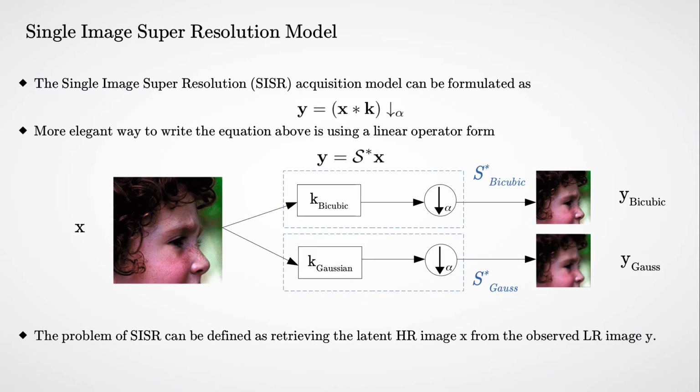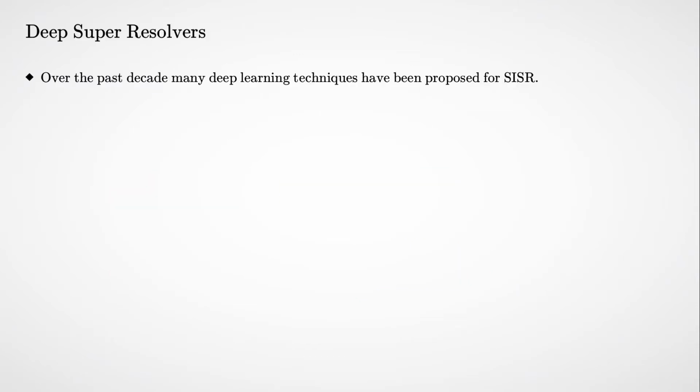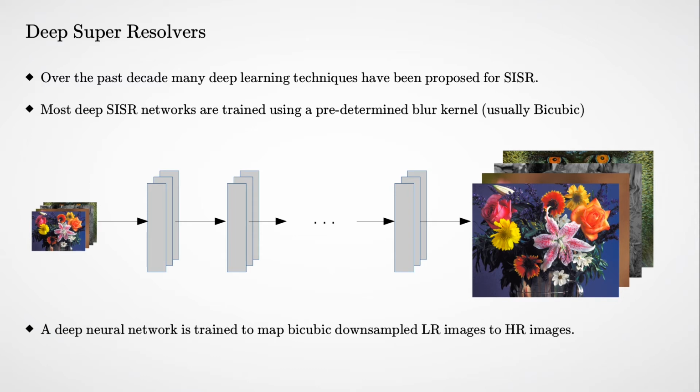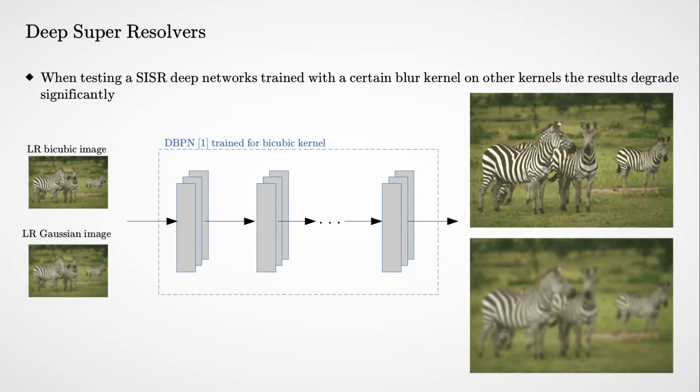The problem of single image super resolution can be defined as retrieving the high resolution image X from the low resolution image Y. Over the past decade, many deep learning approaches have been proposed for solving such an inverse problem. They usually take an image downsampled with the bicubic kernel, then train the neural network to map it to the high-resolution version of it. Because deep neural networks are often trained using a single blur kernel, their performance degrades significantly when examined on other kernels, as can be seen from the following example.